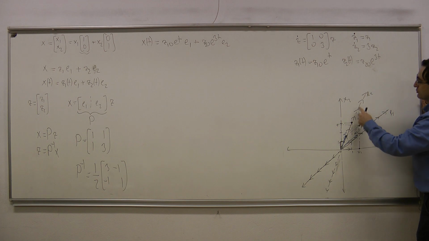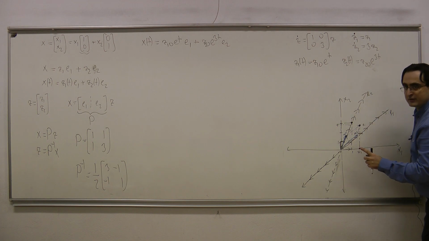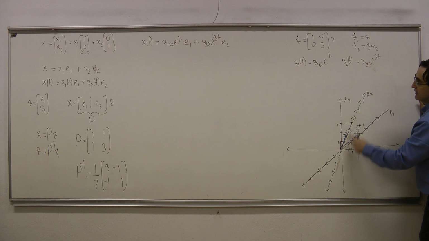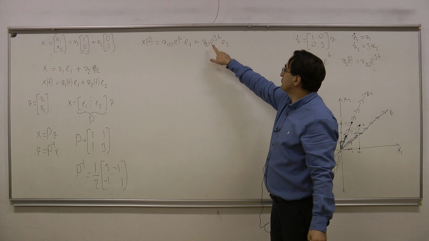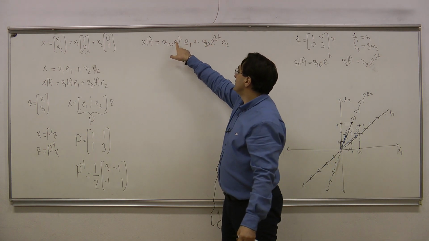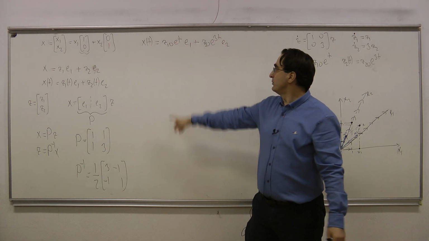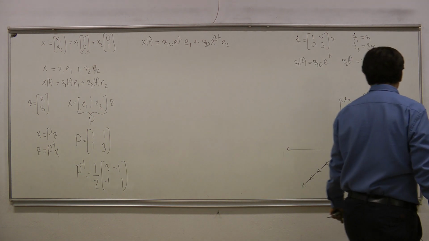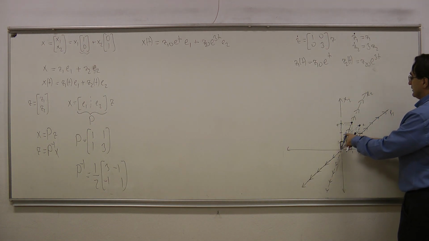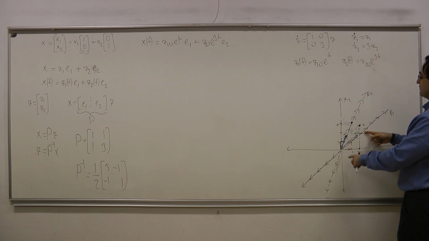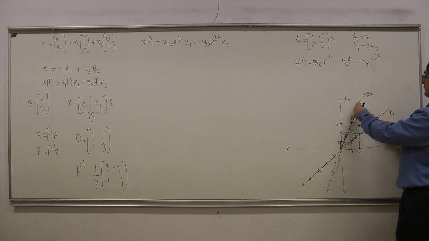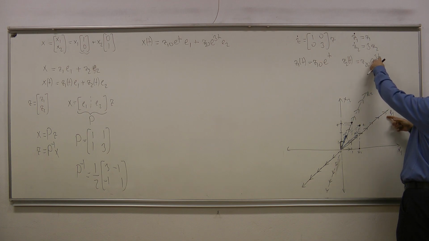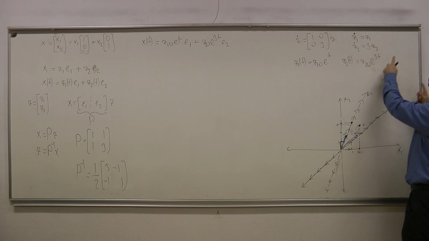This component is going to grow. Which one is going to grow faster? I know that the Z2 component is going to grow faster because it has e to the 3t. Its growth is with a higher rate than the growth rate of the first component. And as a result, this component would be growing with speed 1. This component would be growing with speed 3. So the component on the left is going to go much further away than this component.